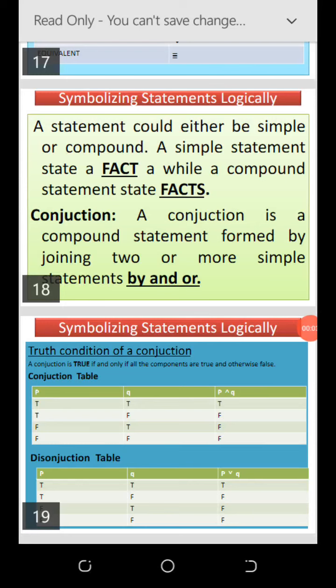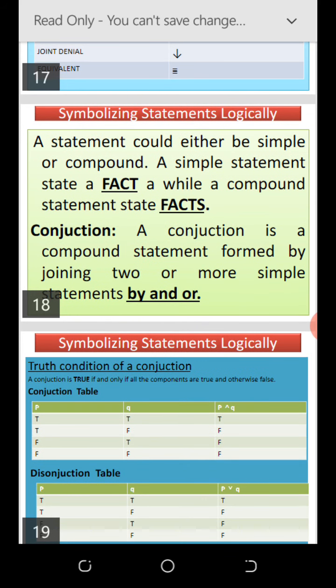So when you want to symbolize a statement logically, a statement could either be simple or compound. A simple statement states a fact, while a compound statement states facts. Then, away from that, you have something called conjunction. A conjunction is a compound statement formed by joining two or more simple statements using "and" or "but".